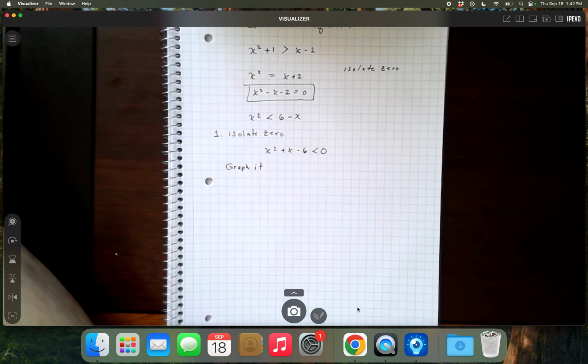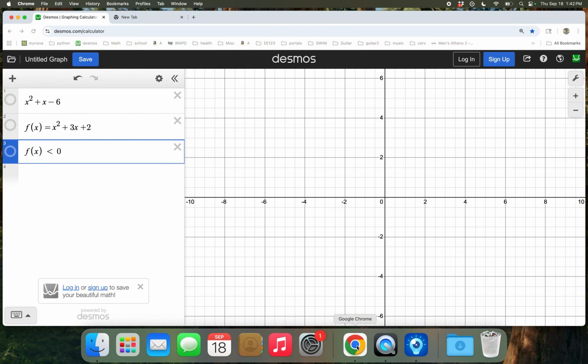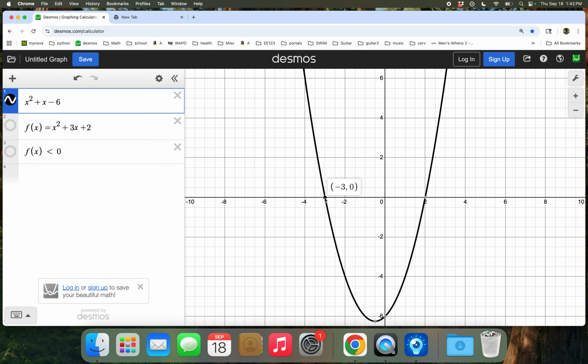So let's see. I'm going to go over here to Desmos. And here I have x squared plus x minus 6. We want to know, when is this negative? All right, so here's the graph. And you can just take a look at it and you can see it's going to be negative when you're in between -3 and over to 2. Now, the problem with this approach is you've got to graph the entire function, and that's more work than is necessary. But you can always resort to this.